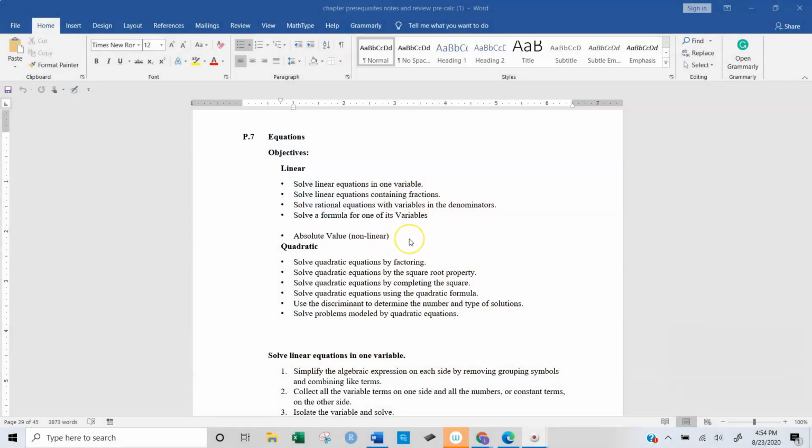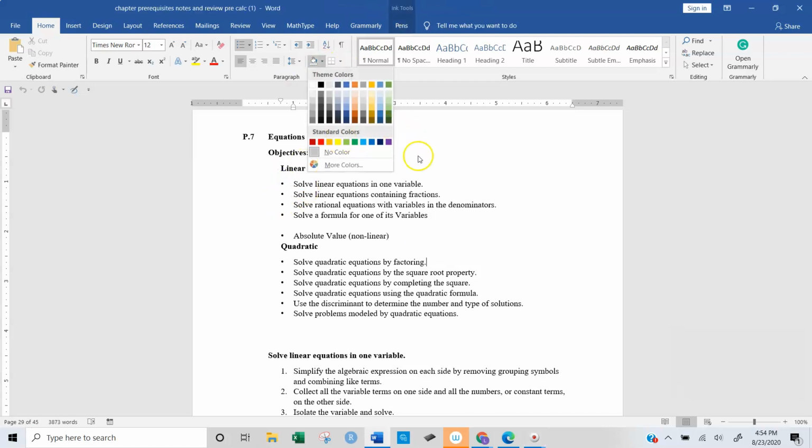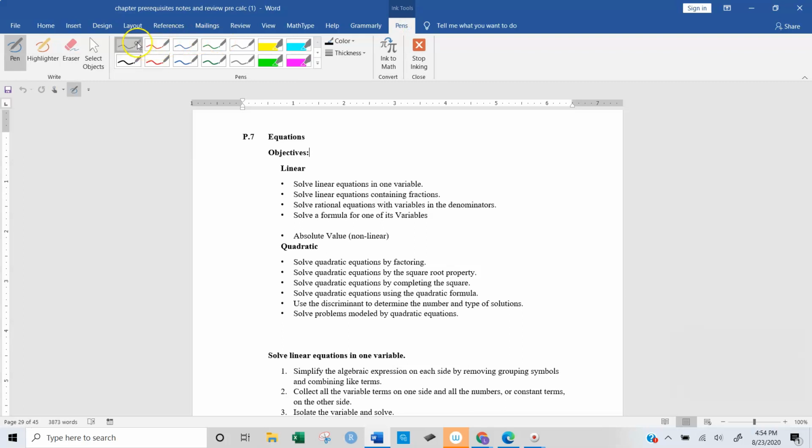All right, we're going to solve linear equations in one variable. We're going to solve linear equations that contain fractions. We're going to do rational equations with variables in the denominator. So how do we get them out of there? We're going to solve formulas for a variable, and absolute value. A lot of this stuff, guys, is going to show up in your college entrance.